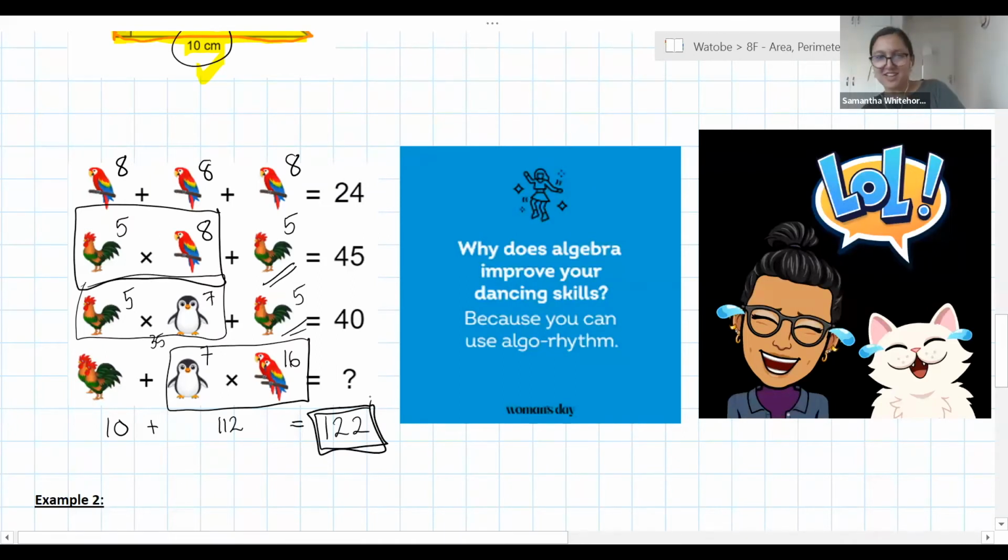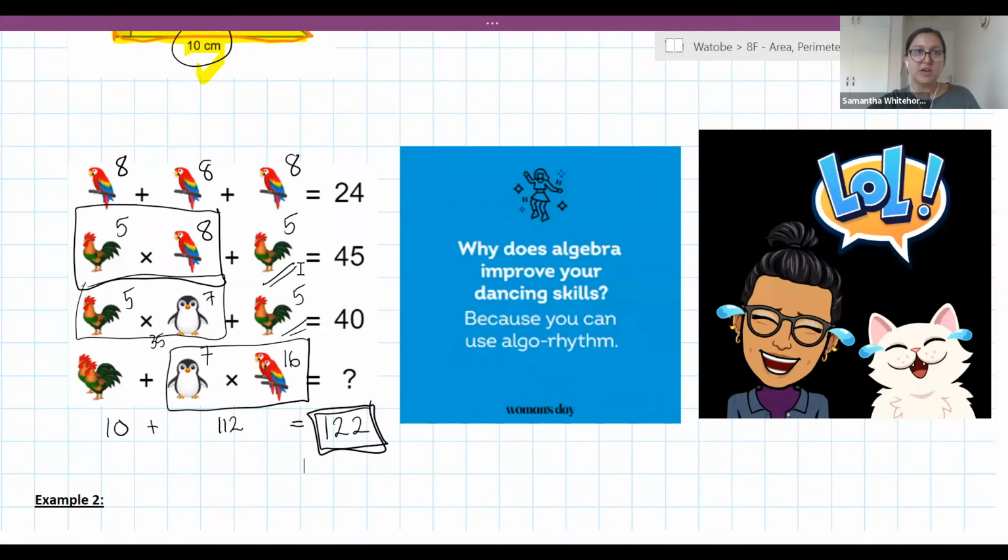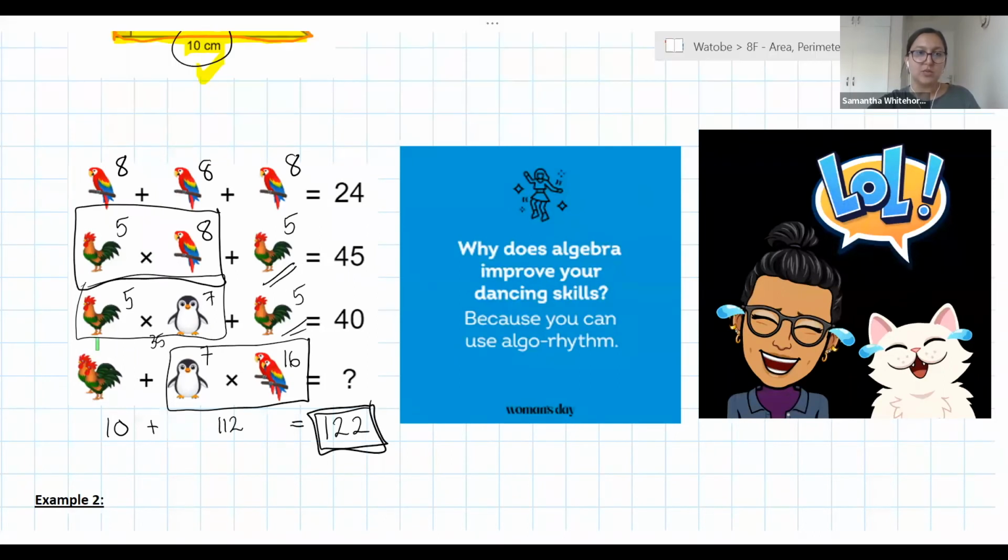Okay, guys. So there you have it. Bontle has beautifully explained that to us. Be careful, especially in this last equation, there were 2 roosters and there were 2 parrots, which means we needed to double their value before we go and do anything. And remember, as Bontle pointed out to us, multiplication always has to come first.